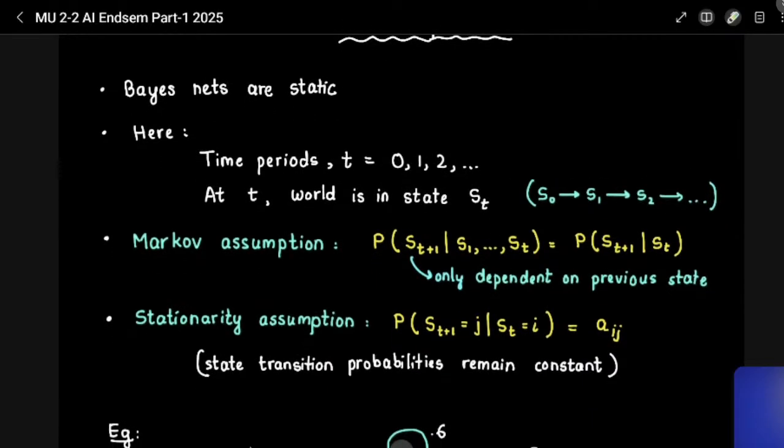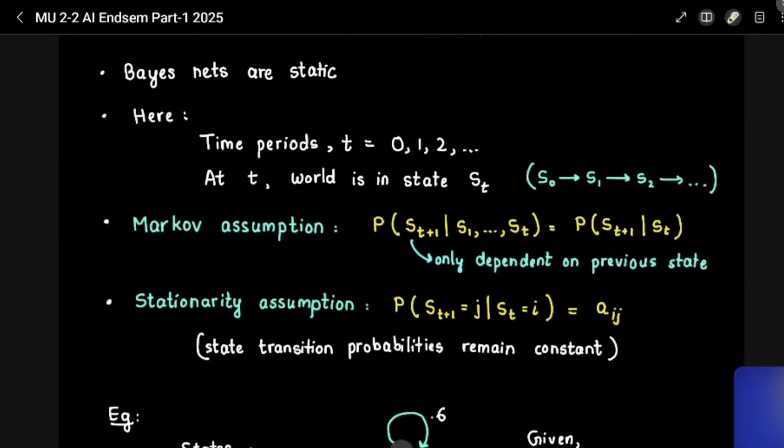The other assumption is the stationarity assumption. It just states that the transition probabilities remain constant. It's like, if you're moving from one kind of state to another kind of state, that probability is going to be constant. It's not like as time passes that probability also changes. I'll show you an example, then you'll understand.